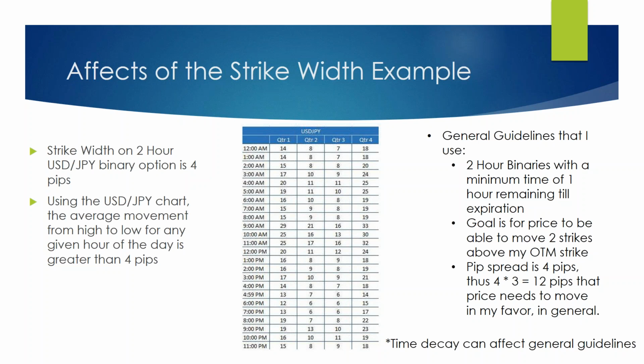Because if you're trying to do an out-of-the-money binary option, and let's say you're trying to go 20 pips out, if you look at this chart, you can see that there's times that it's not going to move 20 pips. If you want to exit early on your binary option, then normally what I do is say, okay, I want it to move 4 times the strike width in my favor. So if you have a strike width that is 4 pips, 4 times 4 is 16, so I want price to be able to move 16 pips.